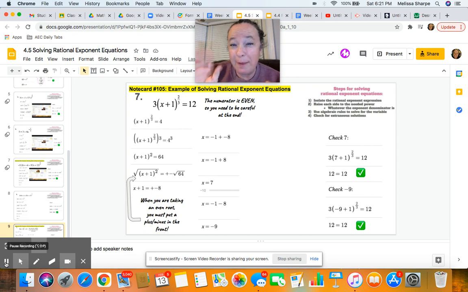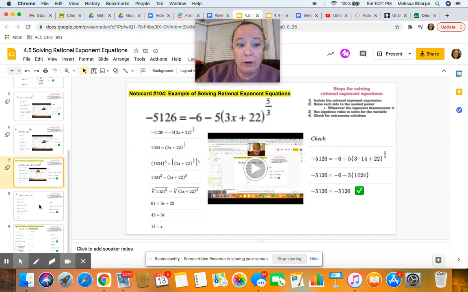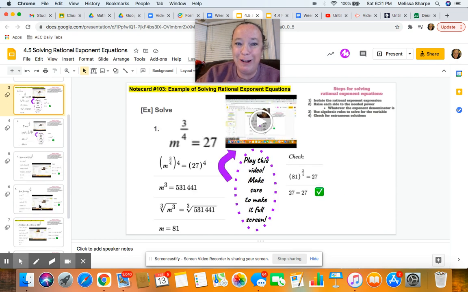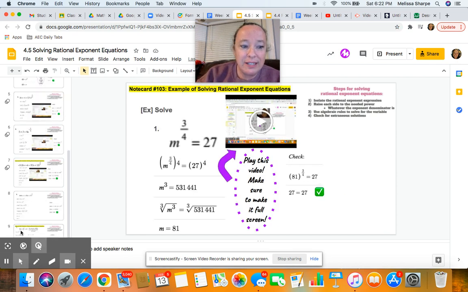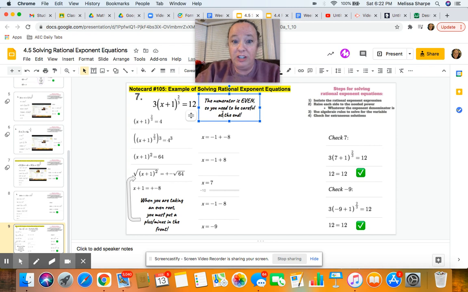I paused myself because I needed to add a few things to the slide. Right here, when the numerator is even, we haven't had any of those. Numerator was odd, odd, odd, odd, odd, odd. So it wasn't until the 7th example in this lesson where we see a numerator that's even. You have to be careful towards the end. I put at the end; I'm going to change that to towards the end of the process.